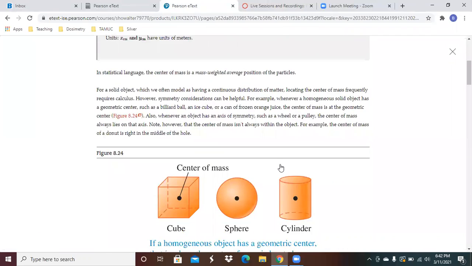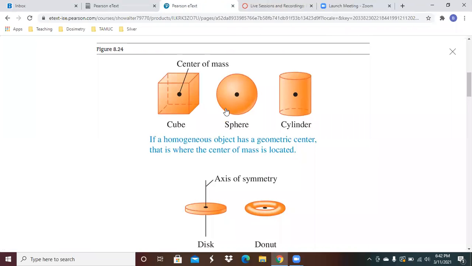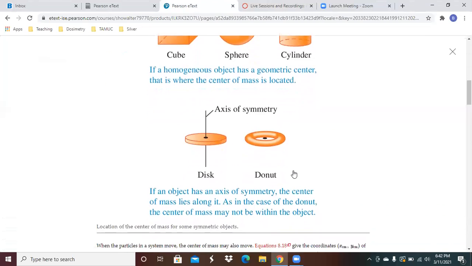So we've gone through all of those calculations here. Now, what is a visual of the center of mass? What does it mean? Well, for a cube, it's going to be pretty much right in the middle of all three cardinal directions here. For a sphere, again, you might imagine that being right in the center. Same thing for a cylinder. If a homogeneous object has a geometric center, that is where the center of mass is going to be located.